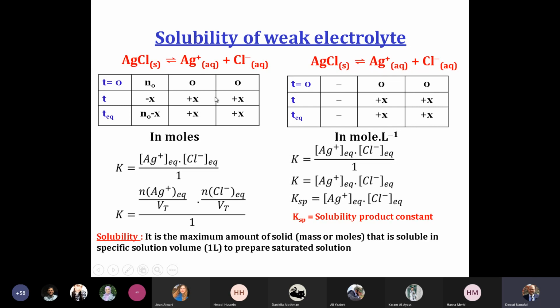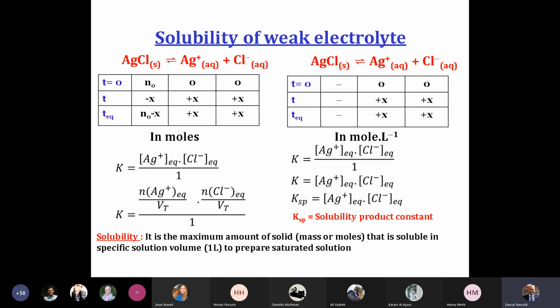Pay attention to the writing of the table of conversion. If we write according to the number of moles, X is the number of moles. And if we write according to the concentration, X is the concentration. Since we don't have any indications at T equals 0, if we write the table of conversion according to the concentration, we count only the time of equilibrium. We can put AgCl gives Ag plus, Cl minus directly, X and X.